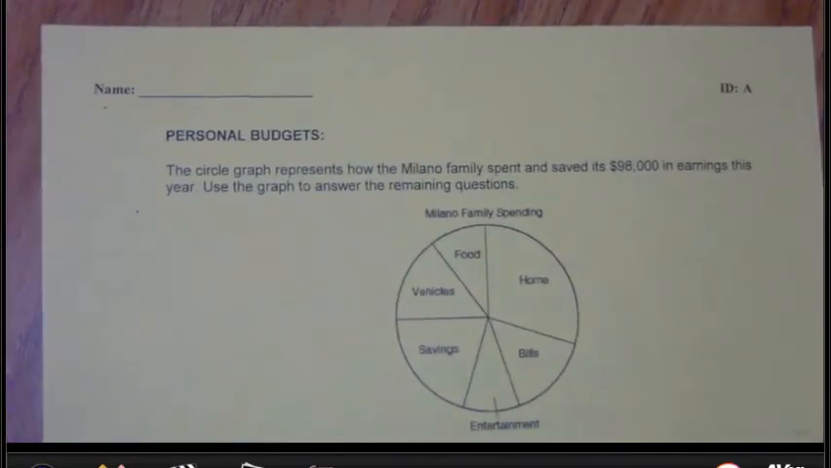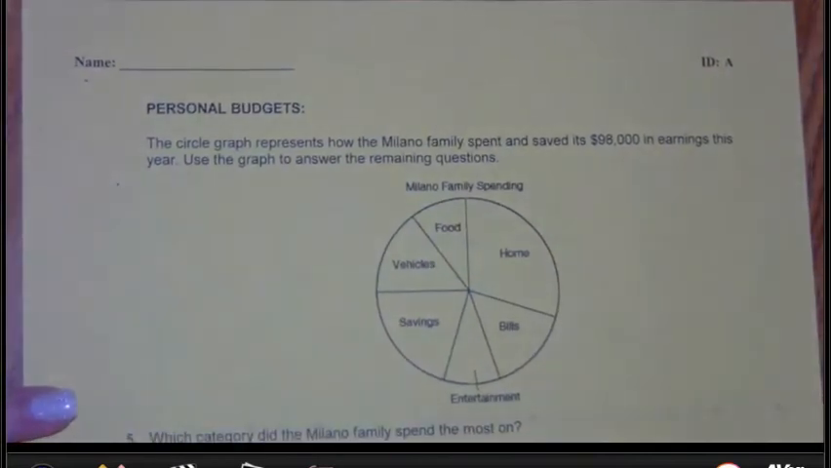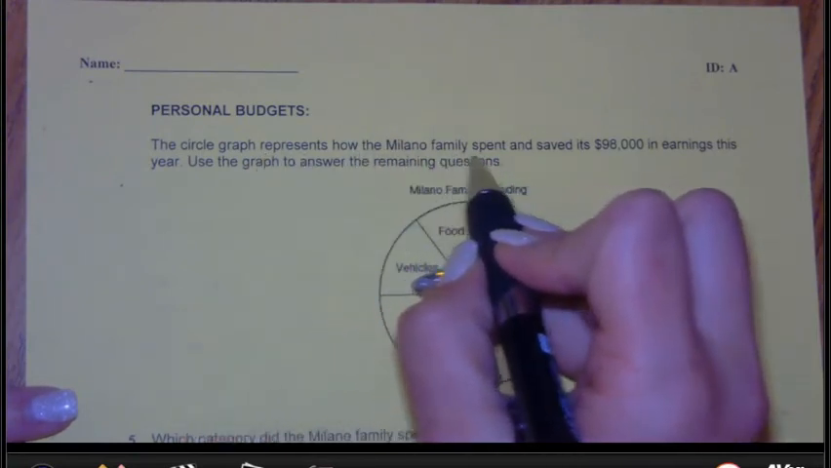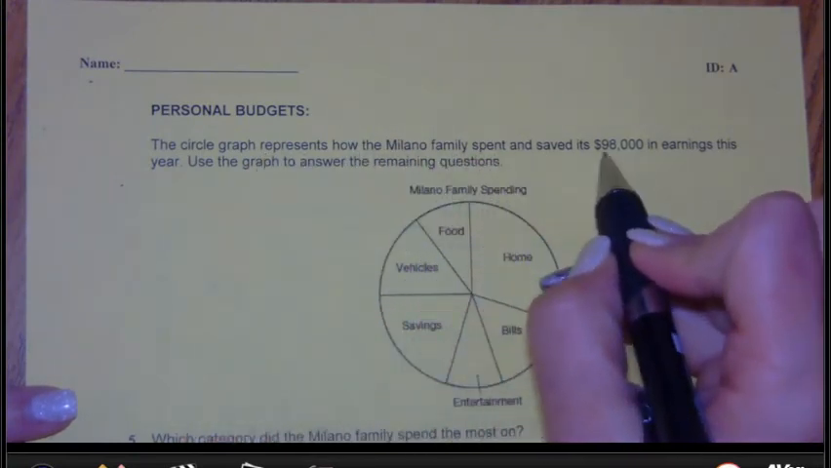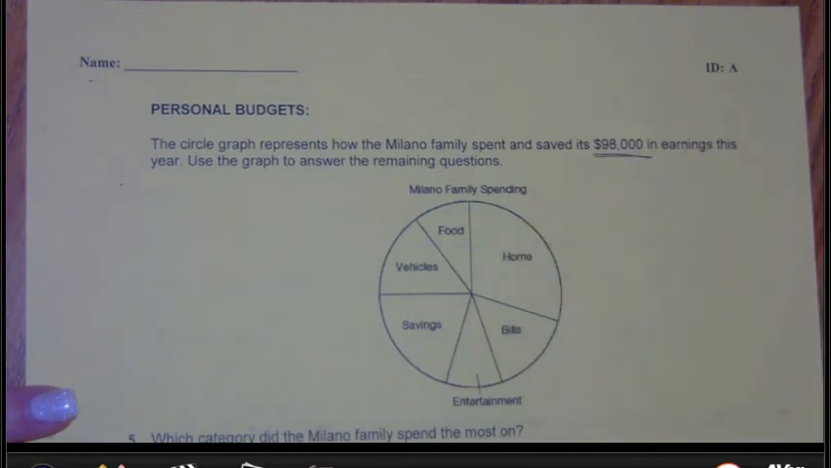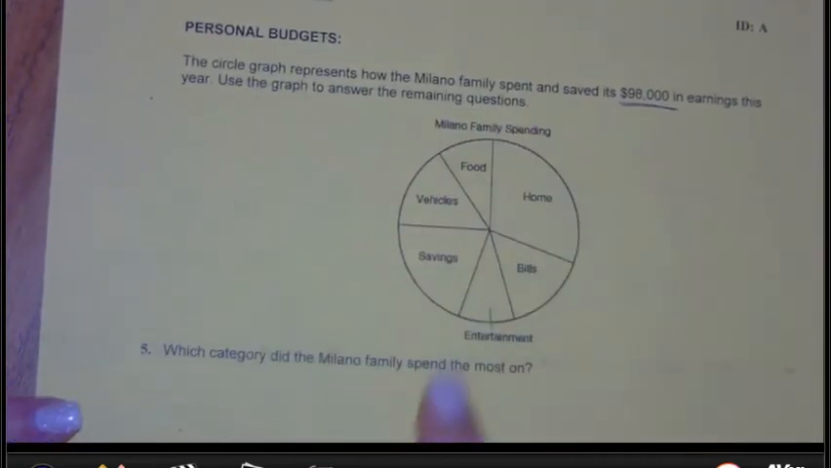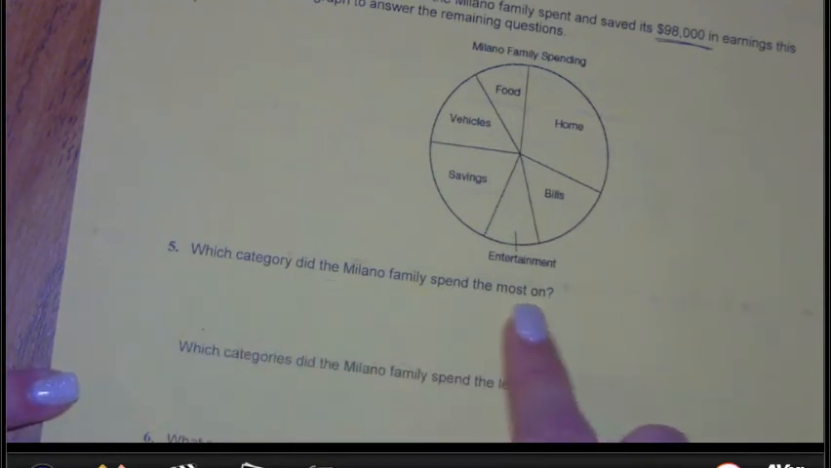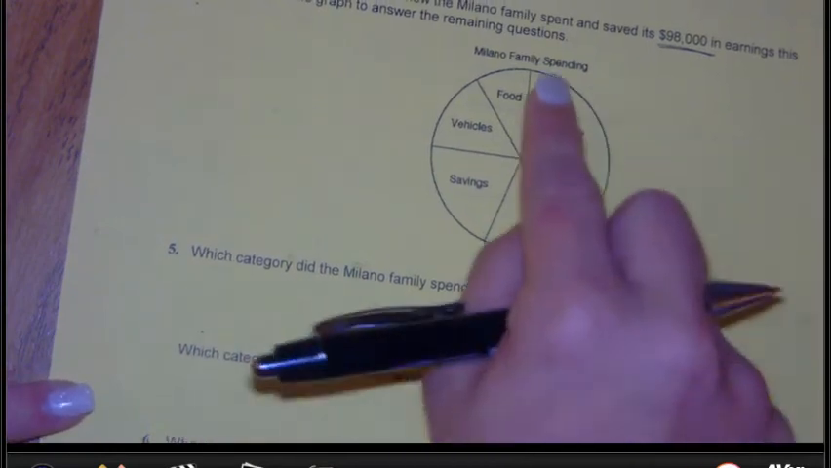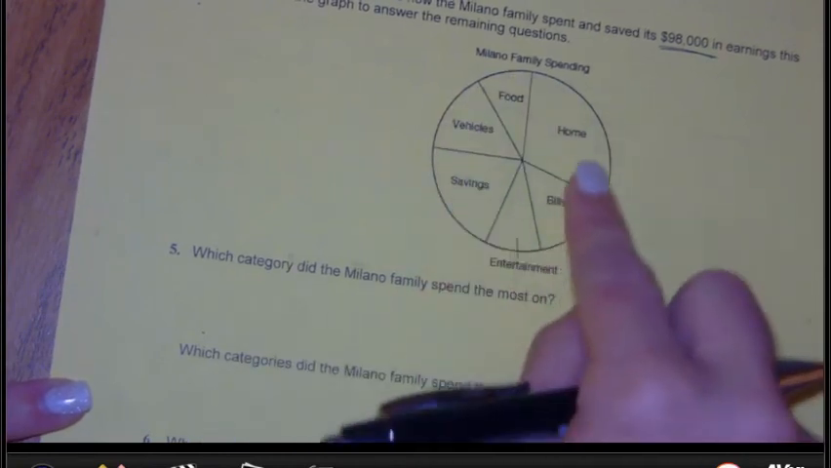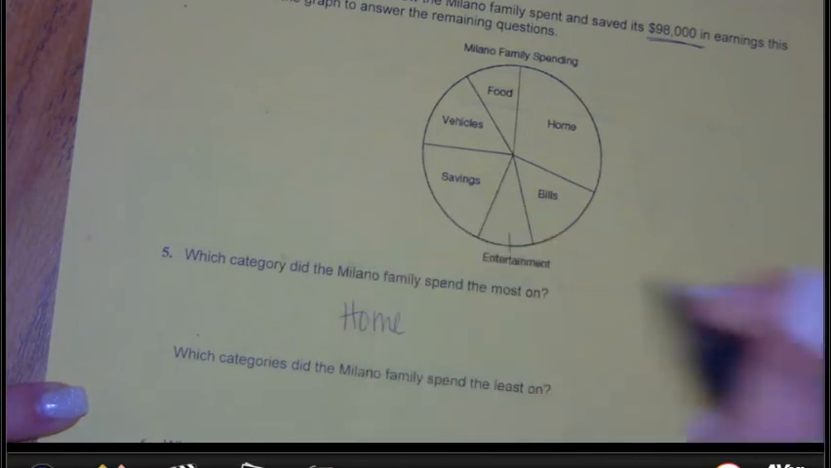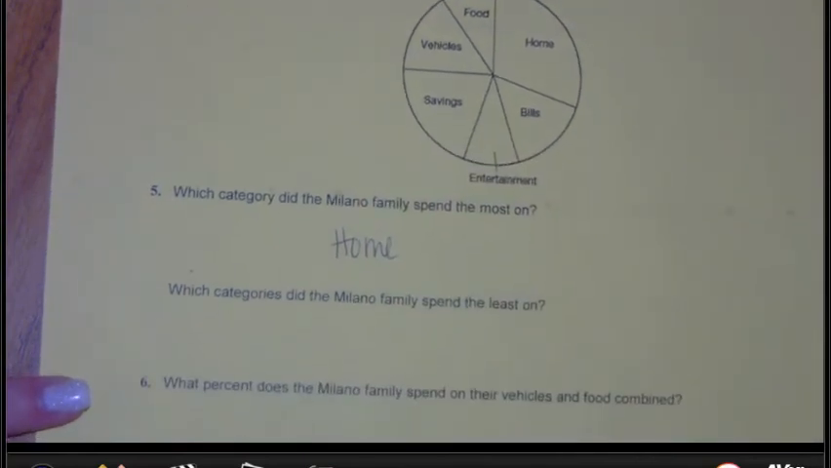All right. And then one more, very last one, personal budgets. The circle graph represents how the Molino family spent and saved its $98,000 in earnings this year. Use the graph to answer the remaining questions. Which category did the Molino family spend most on? Out of these sections, which one is spent the most? It looks like home is the one that is spent the most on.